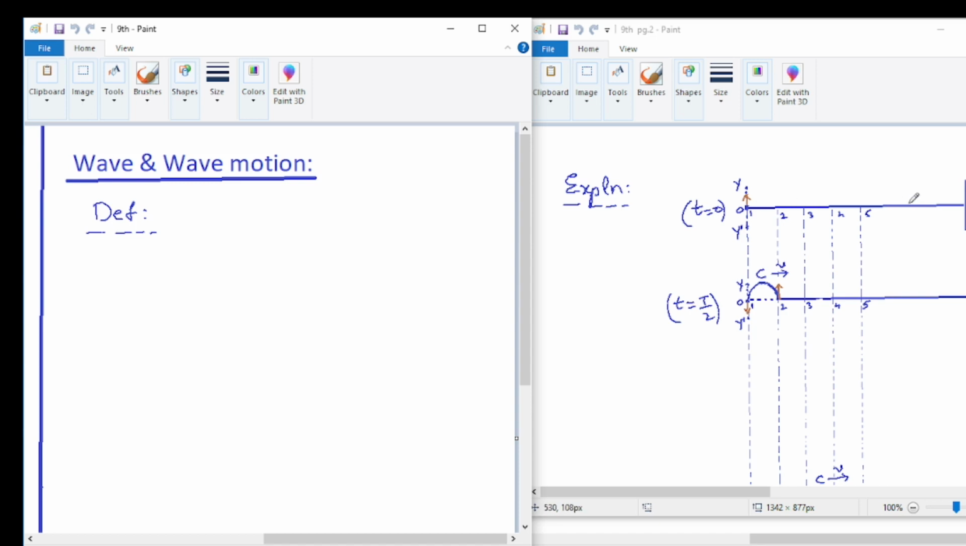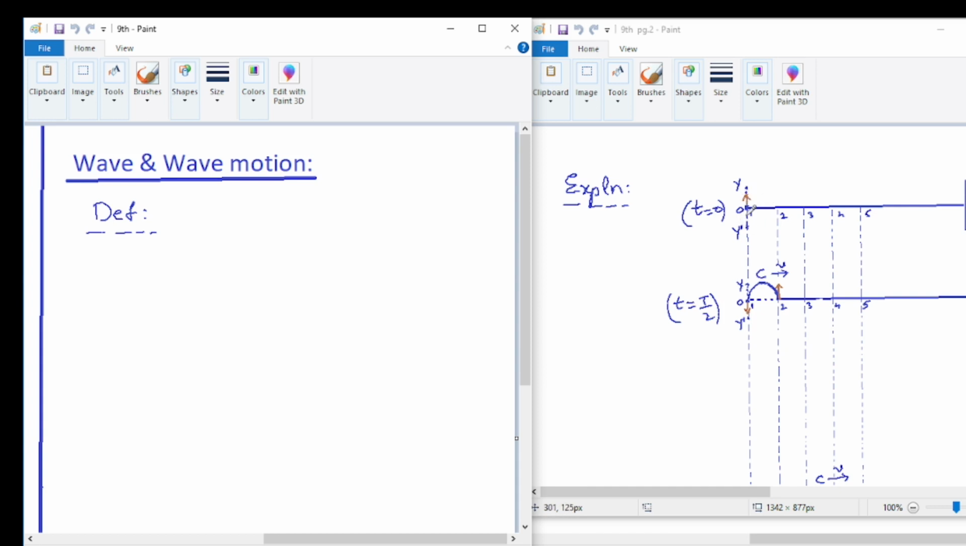Now imagine that the string is slightly heavy, just like an ordinary rope, and the left end is free. So this string has its own weight. That's easy to imagine, like an ordinary rope, a rope which is used for tying a bundle of books. Such a rope we are imagining. So the right end is suspended or fixed to the wall, and the left end is free to move.